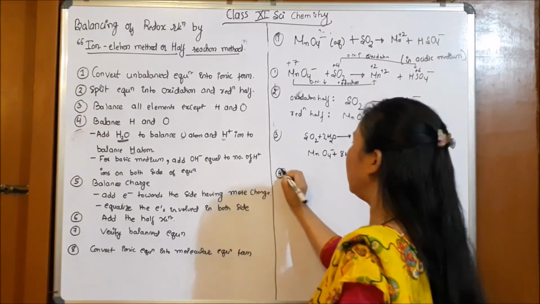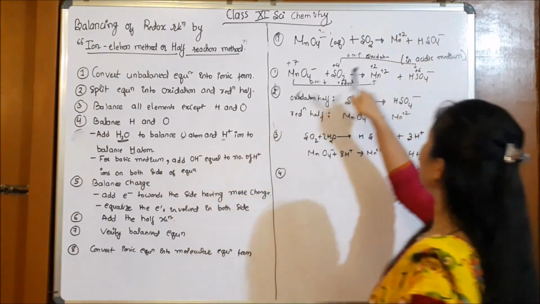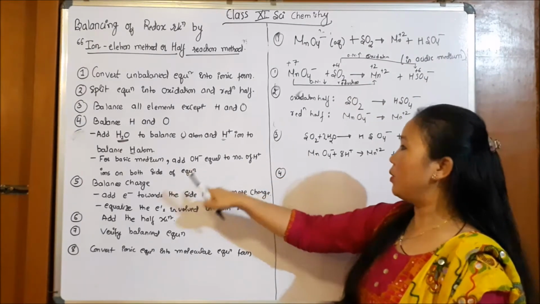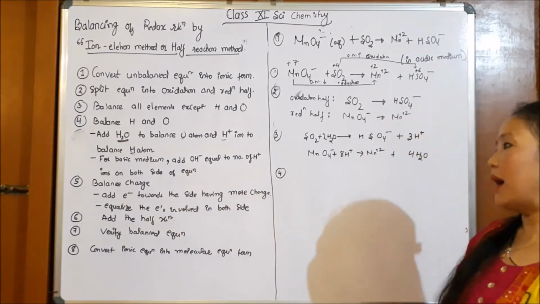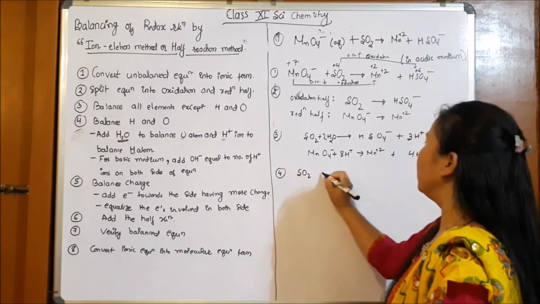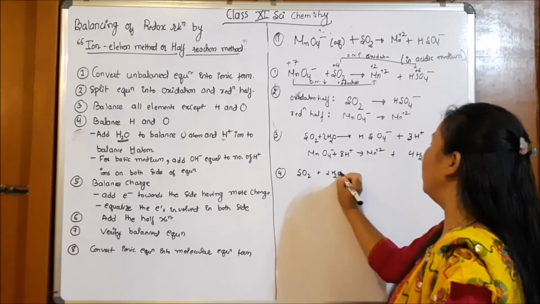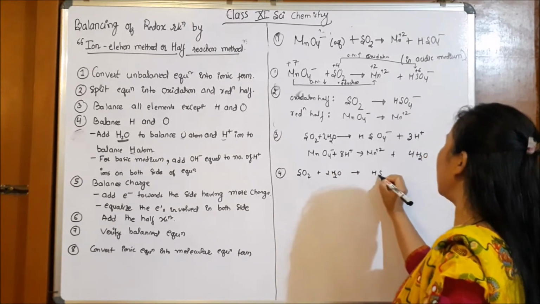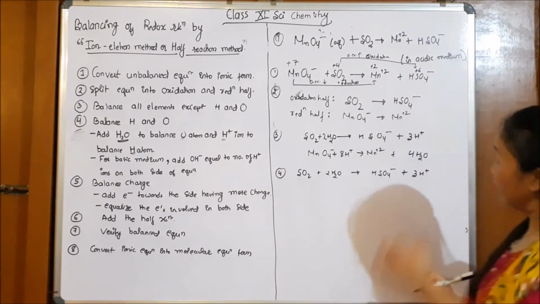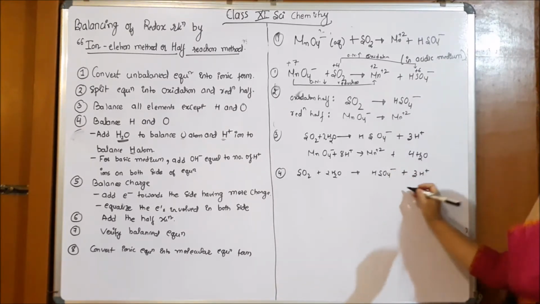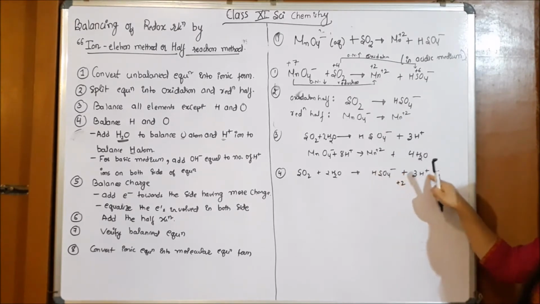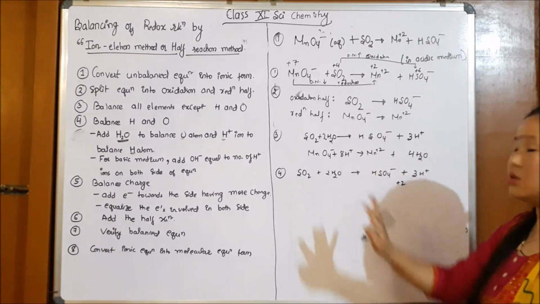Now fourth step. Wait, this is your acidic medium only, so you skip this step. Okay. Now next is you need to balance the charge. So SO2 plus 2H2O gives HSO4 minus and 3H plus. So net charge here is plus 2, right? Because minus 1 and plus 3. So plus 2 here, and here it is 0.